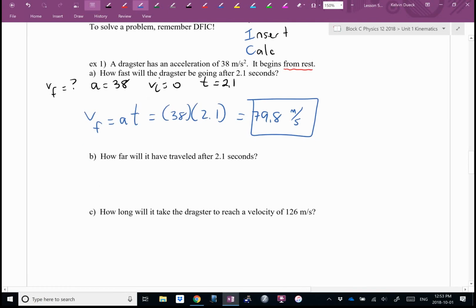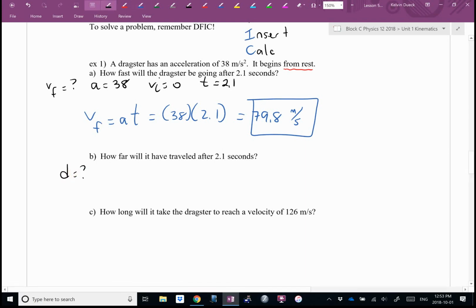B. Nick, what's B asking me to find? What's the time value in B? What was the time value in A? You know what? This is the same situation, so I'm not going to bother re-listing everything. I'm just going to say D equals question mark.